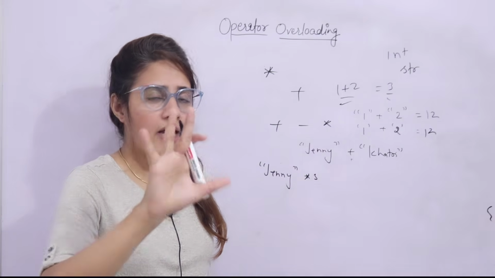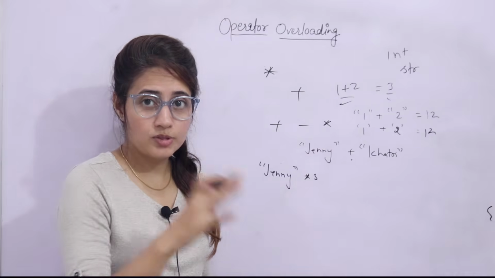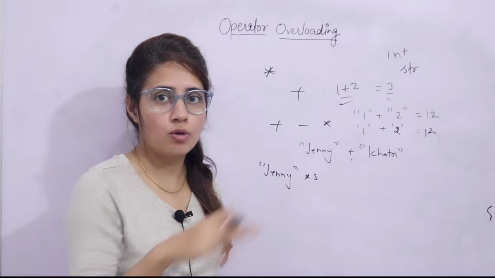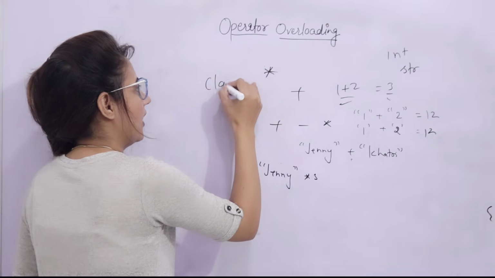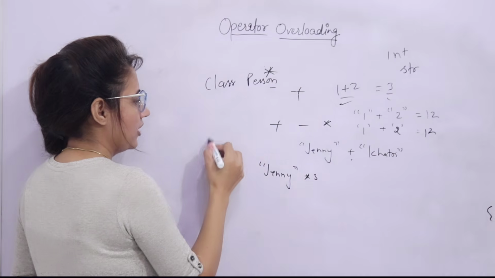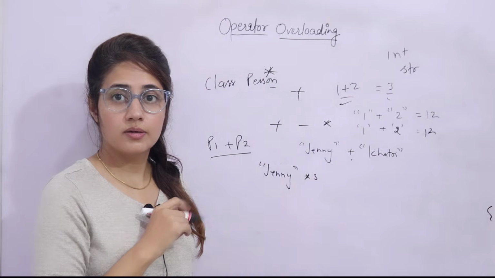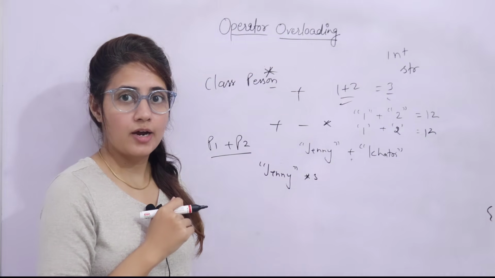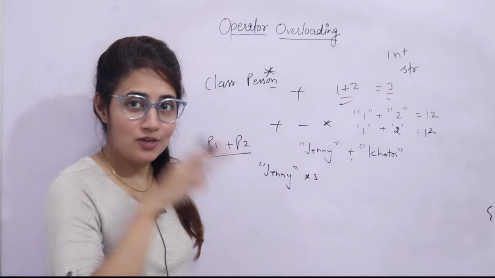But what if I have a class? Because generally this concept of polymorphism is in object-oriented programming, and there we deal with classes and objects. So can we add two objects? Suppose I have a class person, I have created two objects P1 and P2 of this class, and I want to add these two objects. Can we add them? I don't know, maybe. Let's see this practically, then you will get it better.